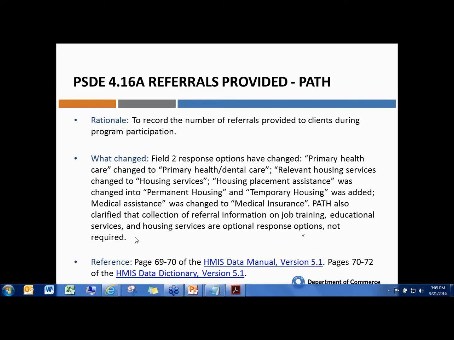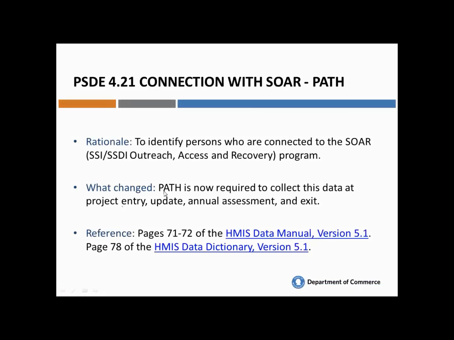So if you have a project in Clarity, those are going to be there, but as far as PATH is concerned, you don't have to enter those. If you want to, you can. PATH is now required to collect connection with SOAR at entry, update, annual assessment, and exit. So this is just to identify people who are connected to the SOAR program.